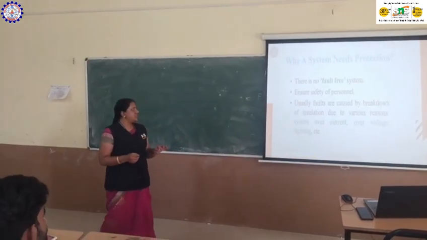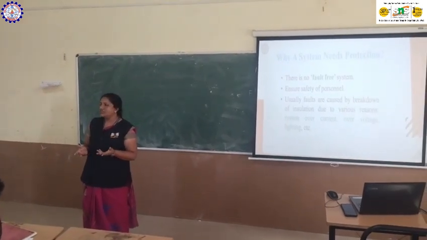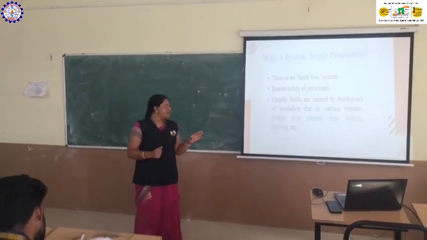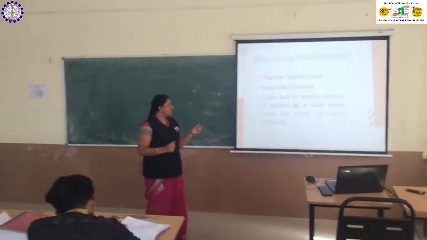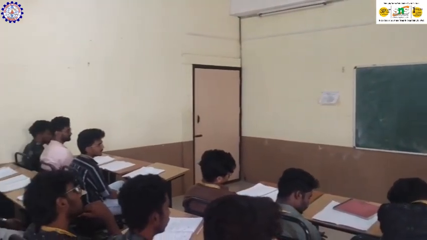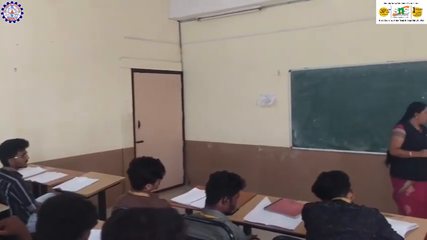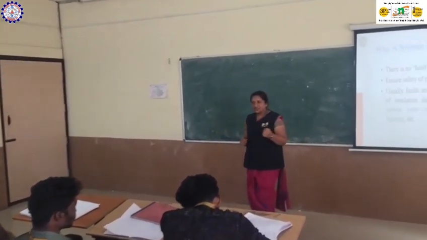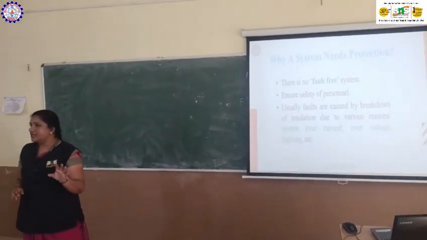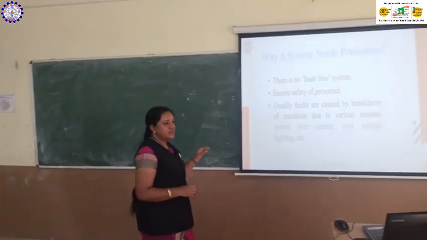The main thing is there is no fault-free system. We know that there is no fault-free system in this world. Protection is needed to ensure the safety of personnel, and faults usually occur by the breakdown of insulation due to various reasons, such as overcurrent, overvoltage, lightning, etc. For this reason the system must be protected. That is very important.